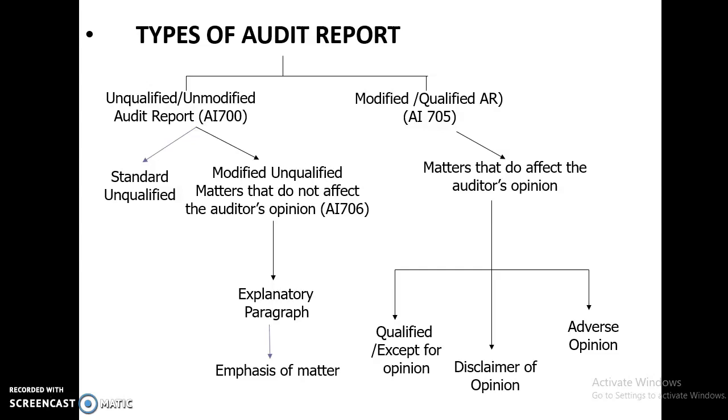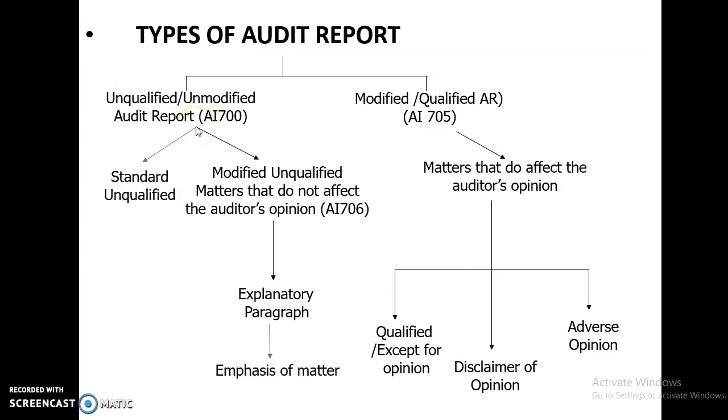So basically, there are two types of audit report. First, we call this unqualified or unmodified audit report, which is covered under Auditing Standard 700, ISA 700. And then we have also modified or qualified audit report covered under Auditing Standard 705.